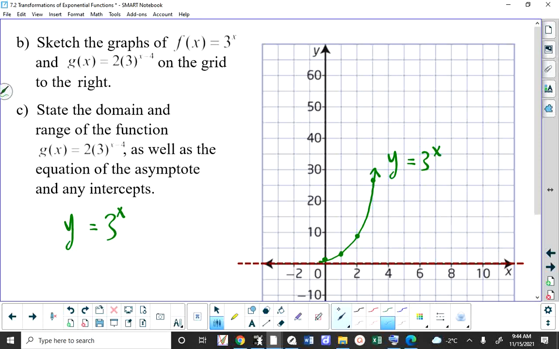So what am I going to do? And I will do this one in red. This is y equals 2 multiplied by 3 to the x minus 4. Again, where you put that set of brackets is really unimportant. You don't even need the brackets there. So I'm going to take this point, which is at 1. I'm going to stretch it vertically by a factor of 2, which will put it at 2. And then I'm going to shift it 4 units to the right.